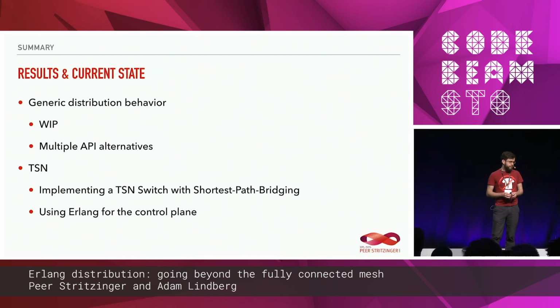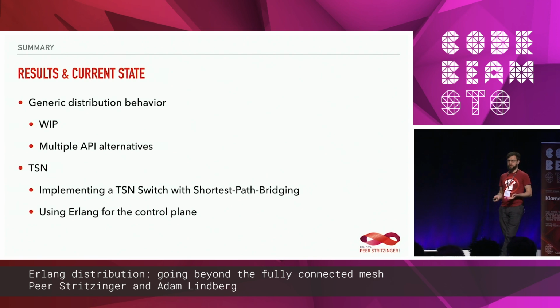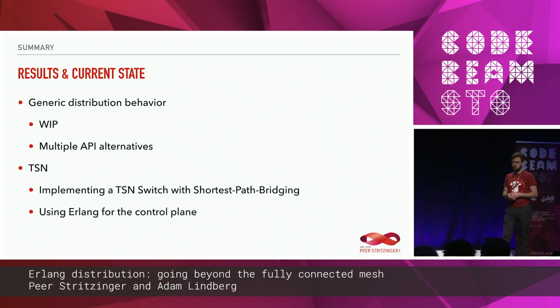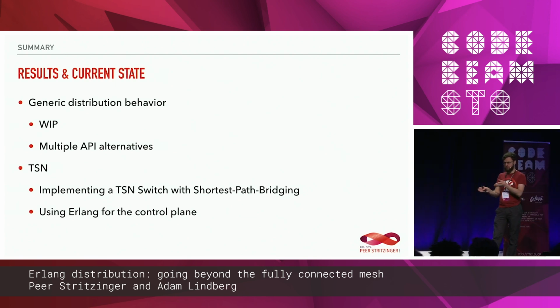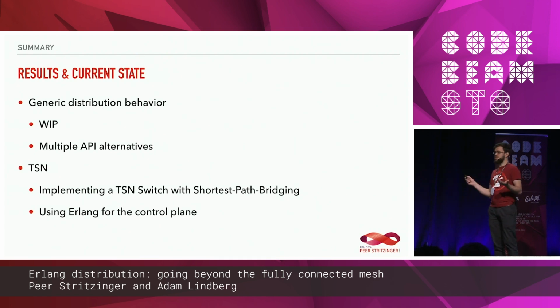So, the current state is we have a work in progress generic distribution behavior that we're working on. We've gone down a few different paths of how we wanted the API and the process model to look, and that's why it's not done yet, but we're getting there. And also a huge thanks to the OTP team because they told us a little bit about the low-level details about the API, how to interpret it, and what it means, so we can get a better implementation. And basically, we're investigating these API alternatives.